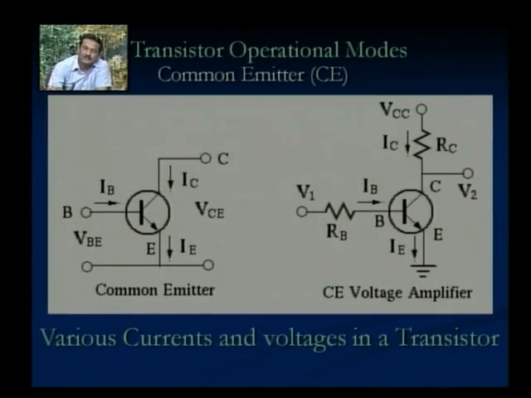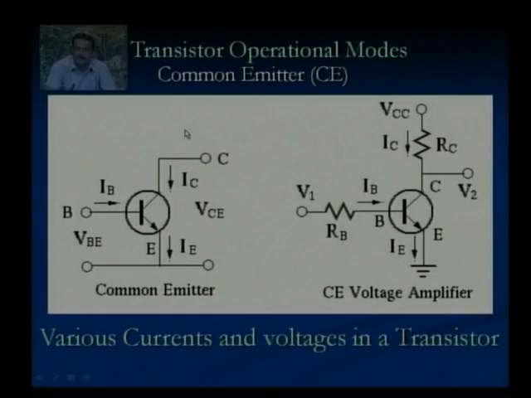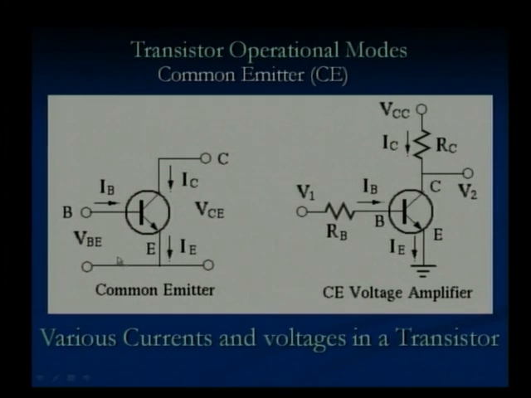The second case is when we keep the emitter common, as you can see in this figure. The emitter is kept common between the base-emitter junction and the second section, collector and emitter. So these are the two junctions: the output junction between collector and emitter, and the input junction between base and emitter. We call it a common emitter circuit. You can also see here how, by using different biasing circuits, common emitter voltage amplifier circuits can be fabricated. I hope that you have come across this kind of circuit in your study.